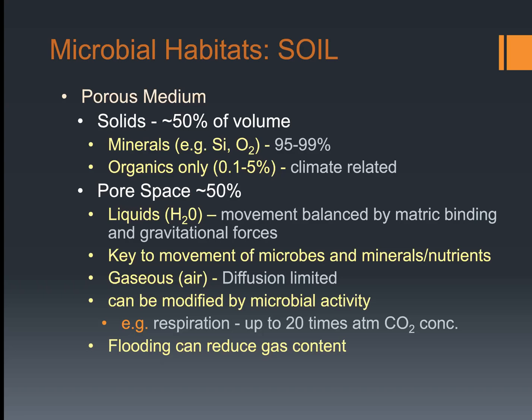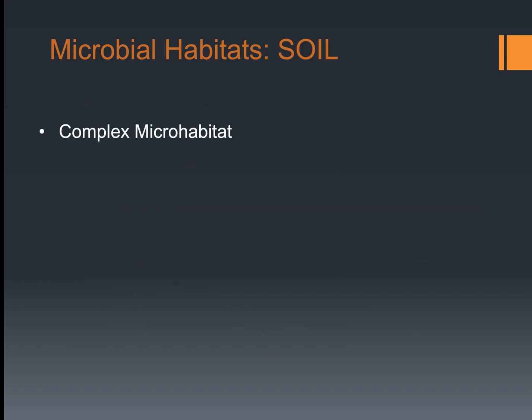Flooding, of course, if you get lots of rain, right? Large scale flooding, or let's say a river diverts into a field and saturates it, then this can actually reduce the amount of gaseous pore space and up the amount of water pore space. So that's kind of a balance. Then as it dries out, you get more gases coming back in. So it's a very complex microhabitat, lots of different niches, as we mentioned, and there are different kinds of soils.